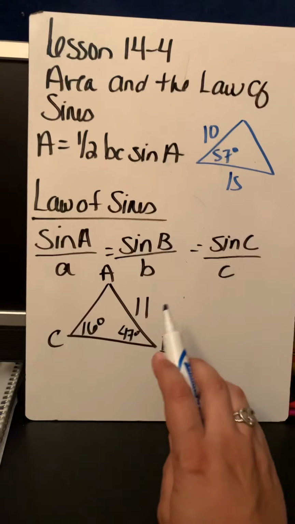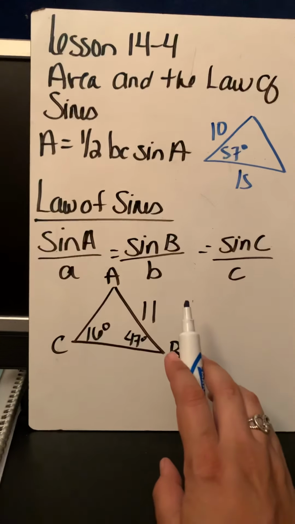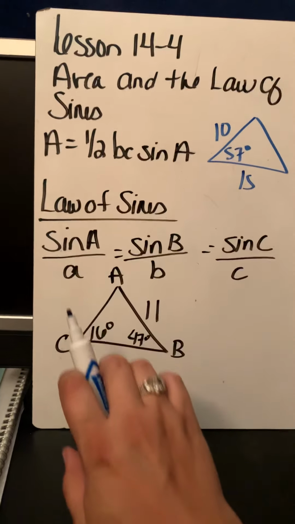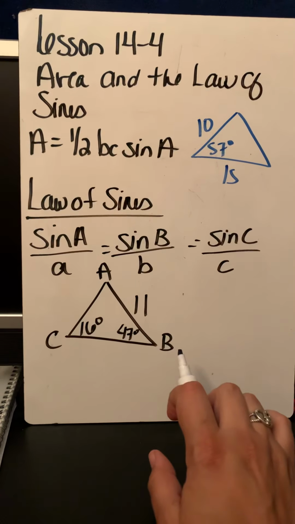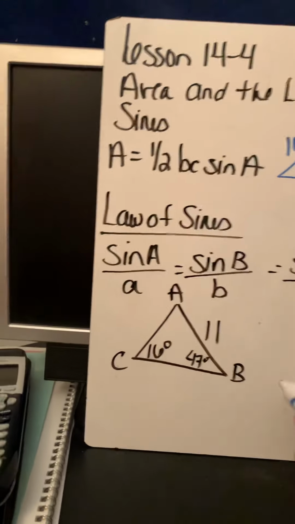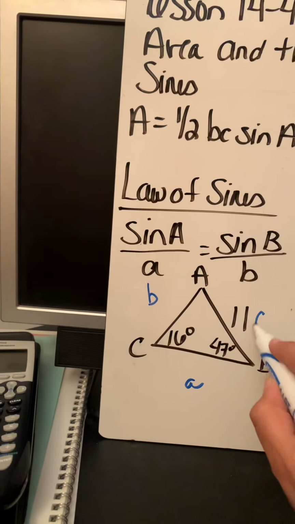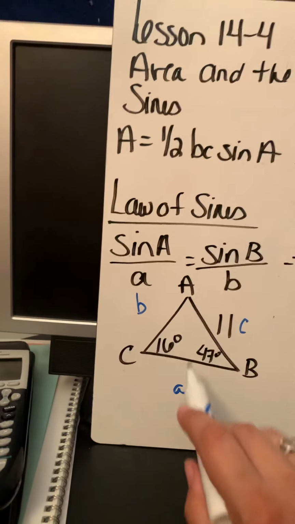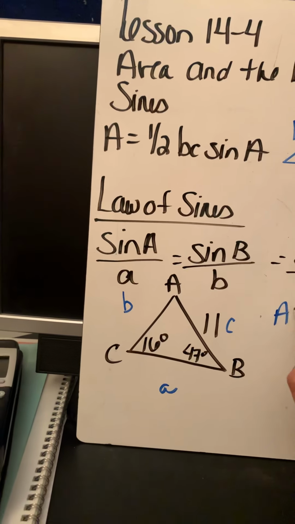Some of you are going to remember really quickly because we just did it here a week or two ago. Sine big A over little a equals sine big B over little b equals sine big C over little c. Remember, your bigs are your angles. The littles are across from them, so that'd be little b, little a, little c. So I can find big A for finding all the missing sides.